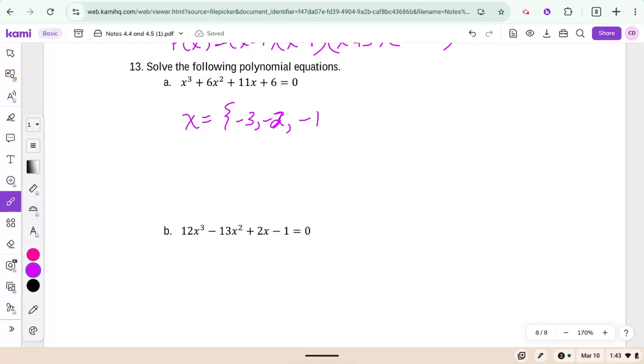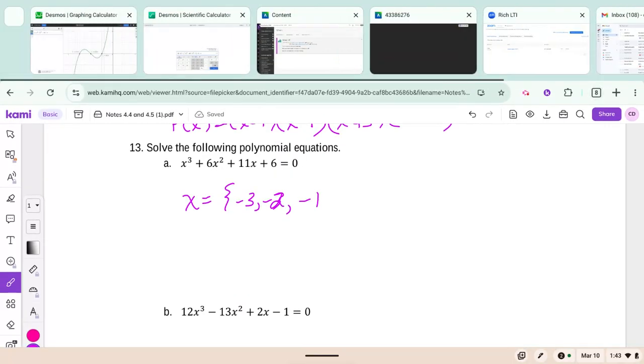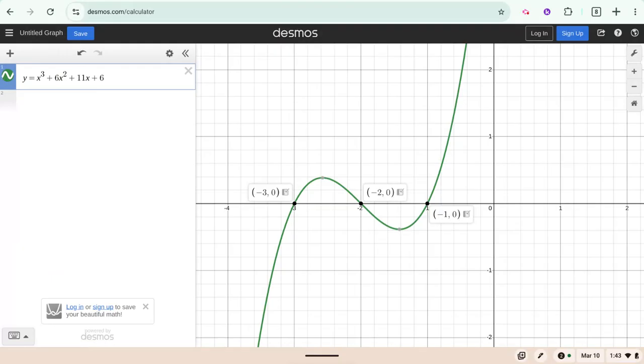Did I do that right? x cubed plus this is under. Yes, very nice.